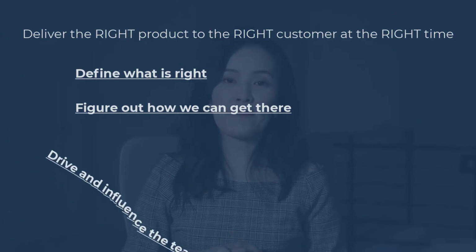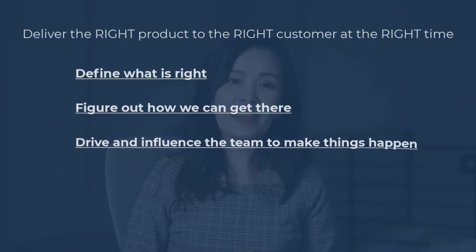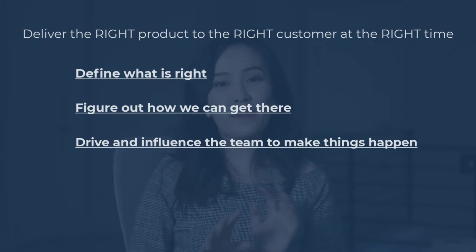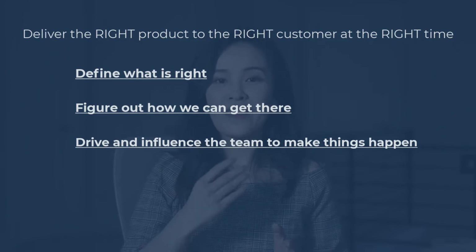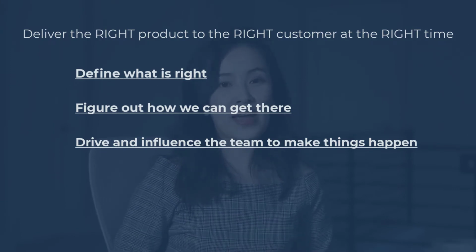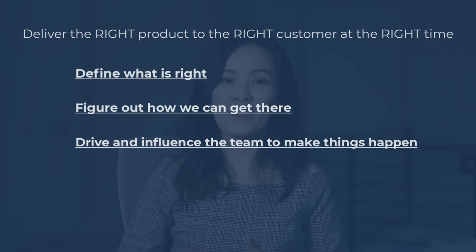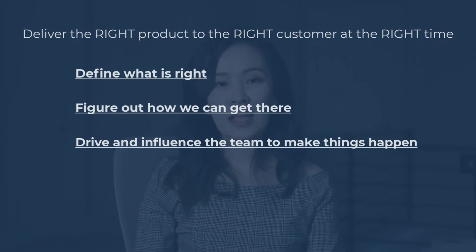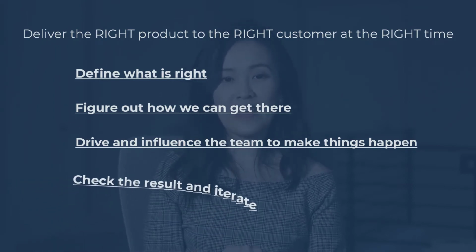Third, drive and influence the team to make things happen. In this step, we need to make sure the team is on the same page about what we need to deliver and when. And we really need to divide the feature into small work items so that we can track and manage the progress of the feature or the product. Last, check the result and iterate.